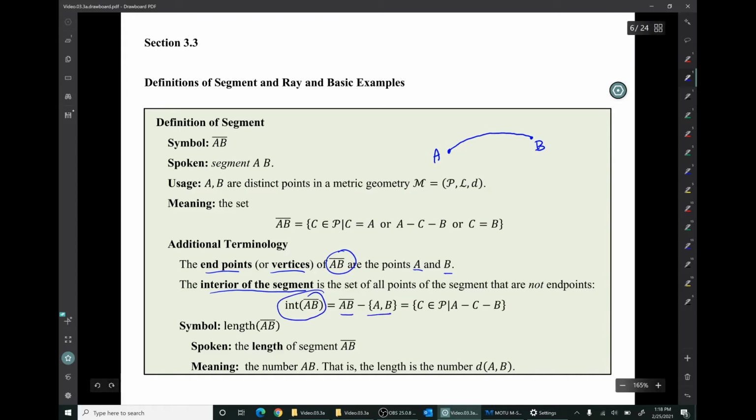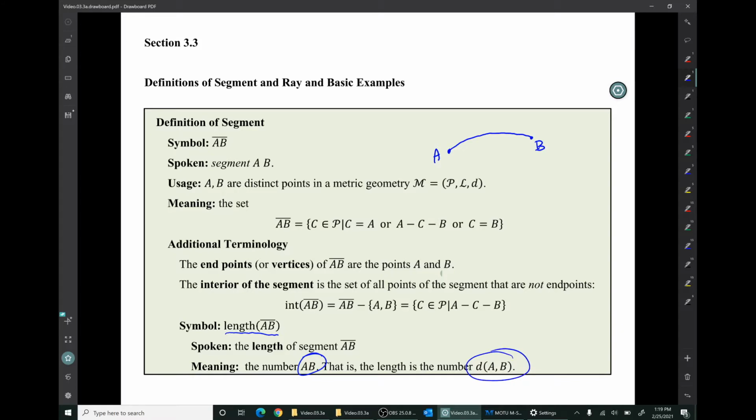In other words, it's the set of all points C such that C is between A and B. The length of the segment is denoted by that symbol, and it's the number AB, that is the number that's the distance from A to B.